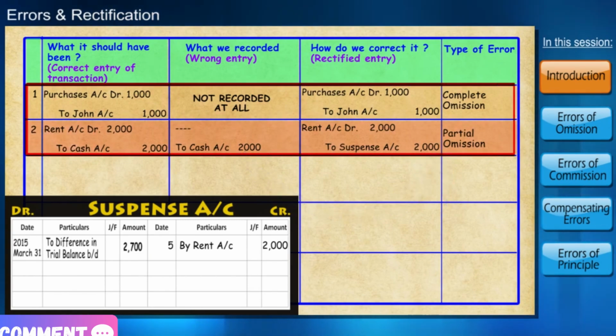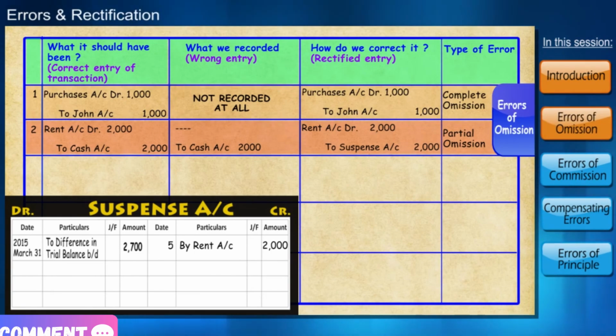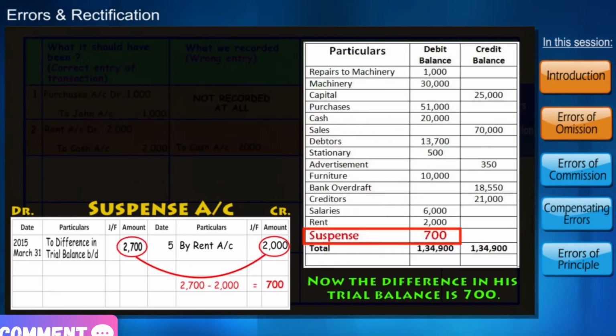Both of these that we have seen earlier, that is complete omission and partial omission, are types of errors of omission. Now we have only a difference of 700 in our suspense account. Now let's continue and analyze his trial balance.